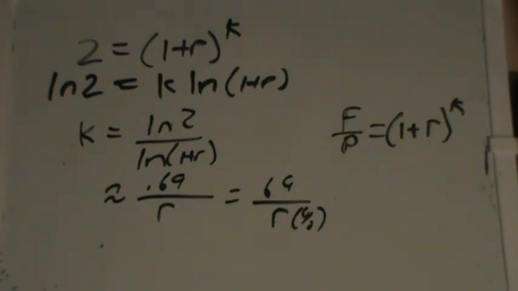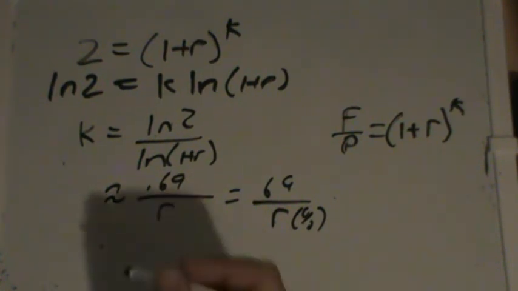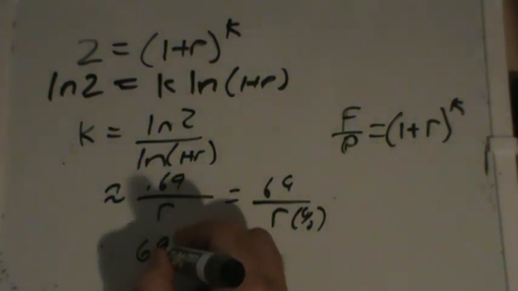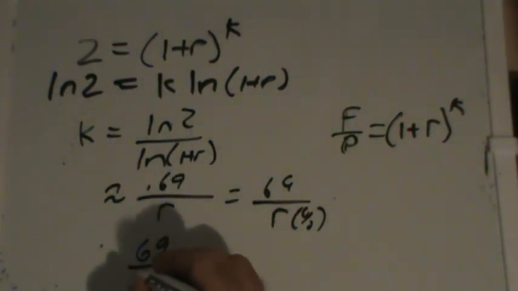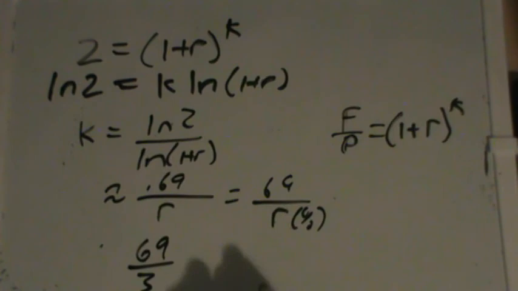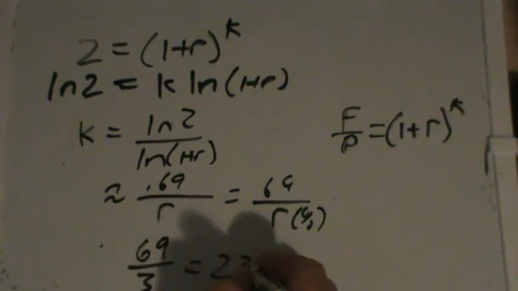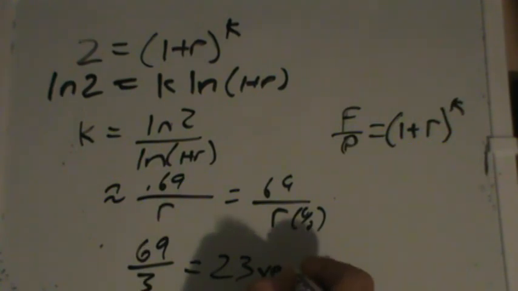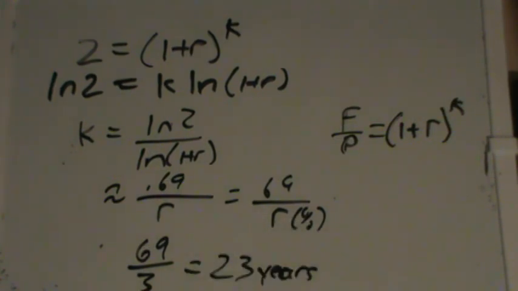But just as a little sample on this, let's say r was 3. So if you took 69 divided by 3, you would have 23. So I'd say, I want to see how long at 3% interest is it going to take for my money to double. And this says approximately 23 years to double your money at 3% interest. A long time. Now the question is, how close is that?